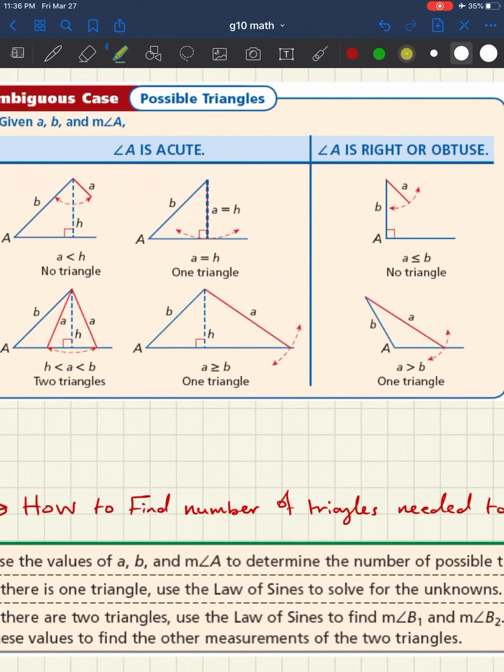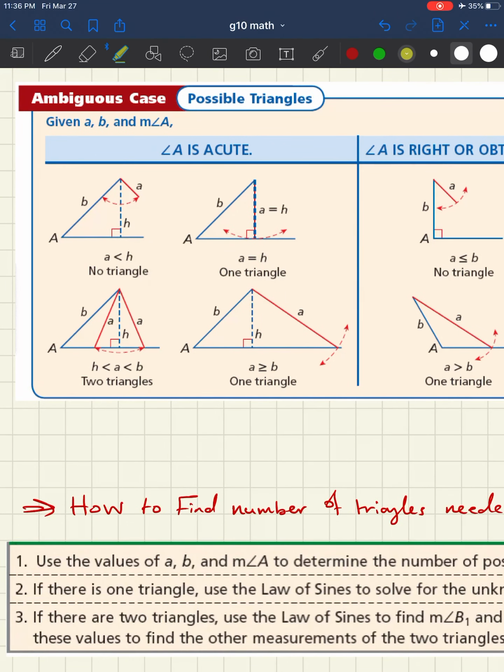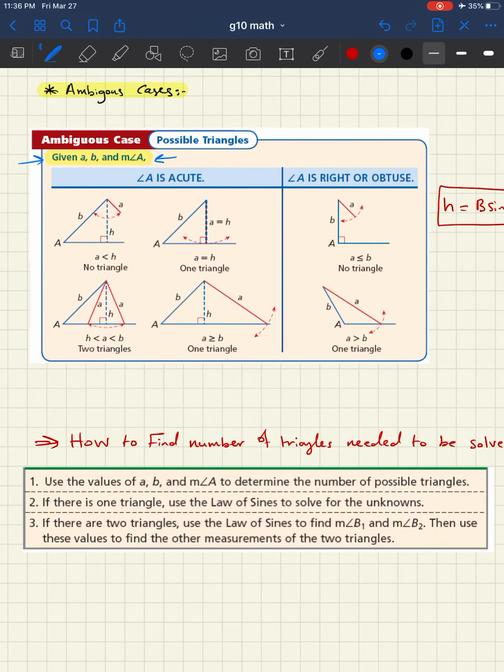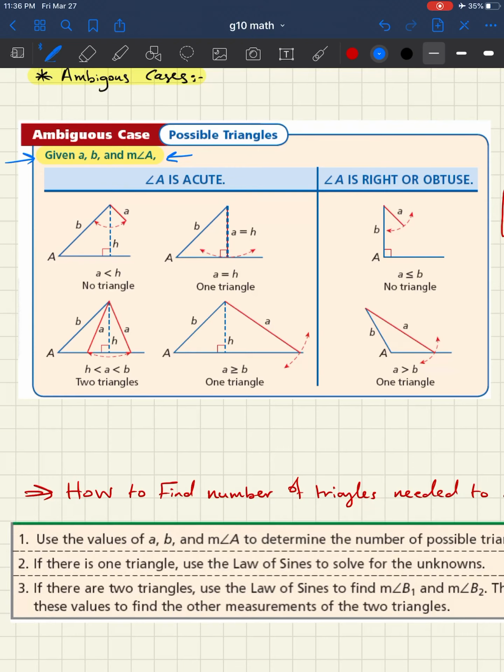أول قضية لازم تنتبهوا لها إنه إحنا بنتعامل مع ambiguous case if I gave you two sides and a single angle. انتبهوا لي هون if you know two sides and a given angle, if you know side A, side B and measurement of angle A. If you know side A, side B and the measurement of angle A.